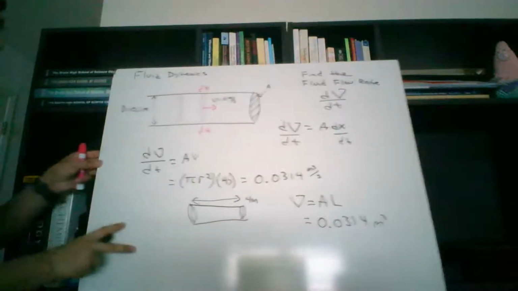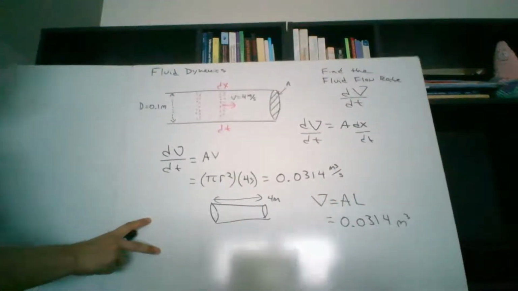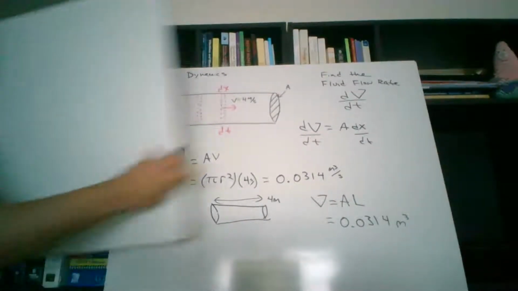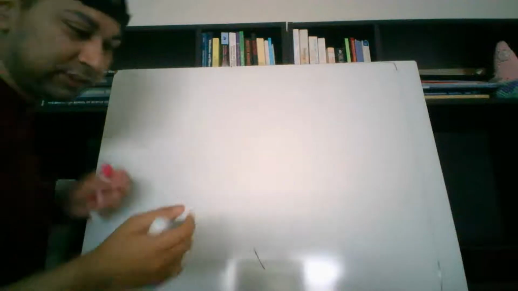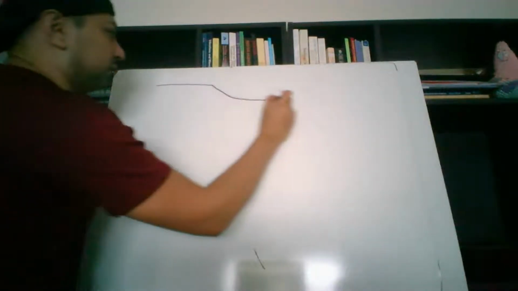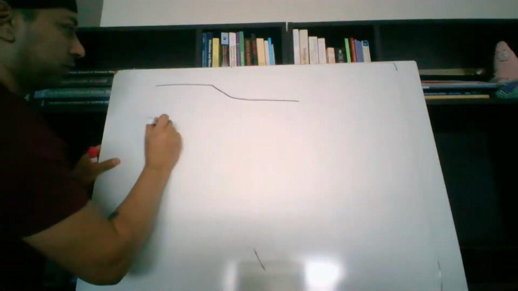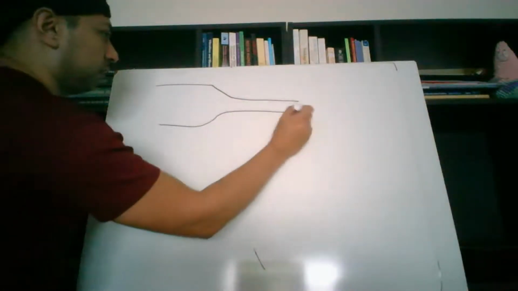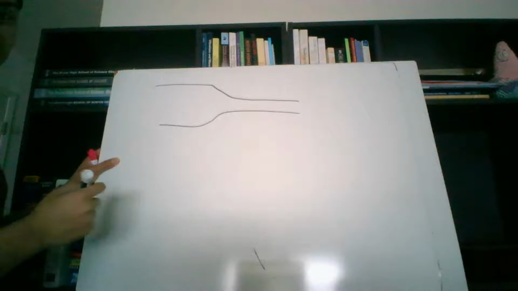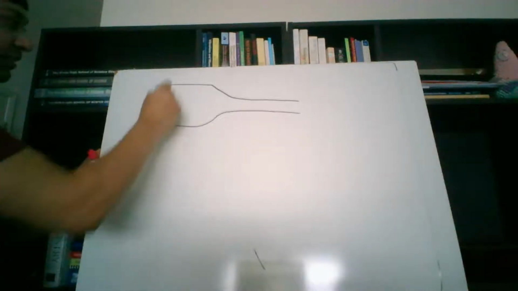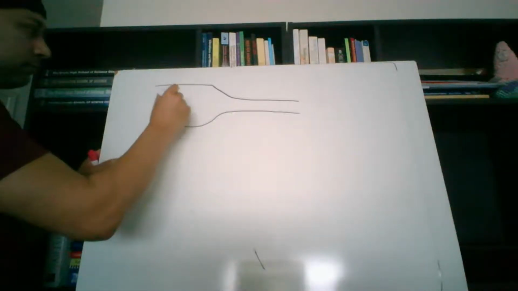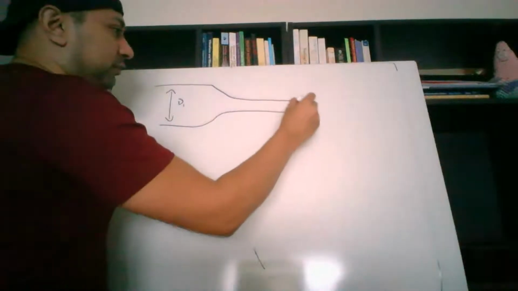Now, following this, let's look at another example, except now the tube is going to be of different size. So you have a tube that's going to decrease like that. Whoa. That's not so bad. I'm pretty impressed with myself. And so this is D1. And this will be D2.